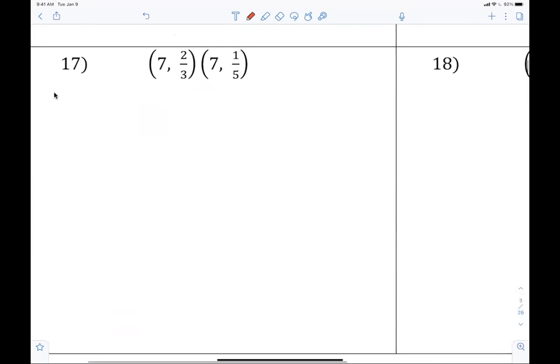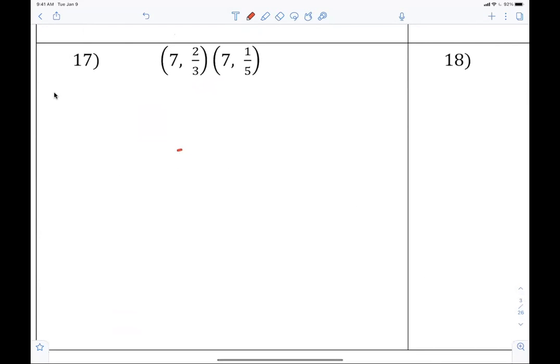Well, anyway, we know this is going to be what type of line? Undefined, because if you just make an observation, 7 minus 7 is what? 0. So does the numerator really matter? No, but I still want everybody to do the 2/3 minus 1/5 just to practice and make sure you're not rusty.